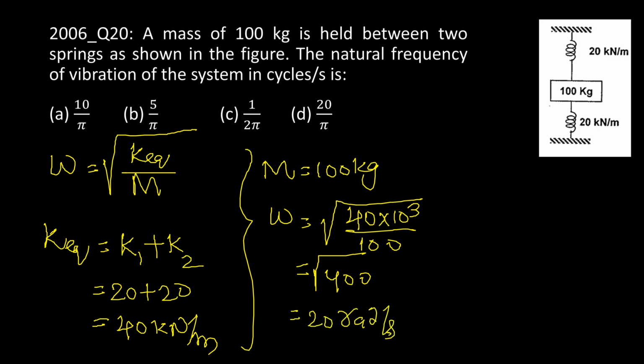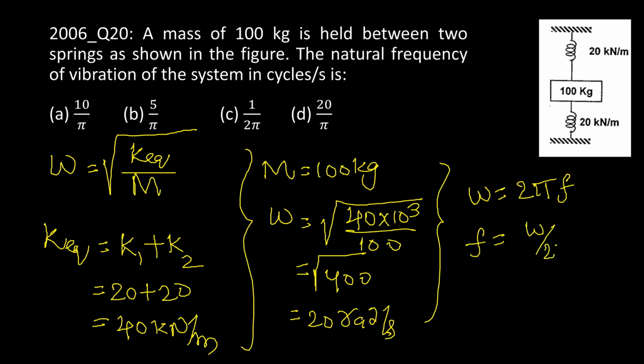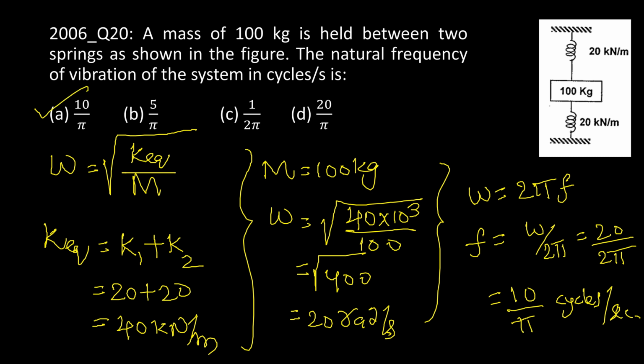So we have obtained angular frequency and we know omega is equal to 2 pi f. We need to find f, that is equal to omega by 2 pi. That is equal to 20 by 2 pi. We have 10 by pi cycles per second. So the correct answer is option A, 10 by pi.